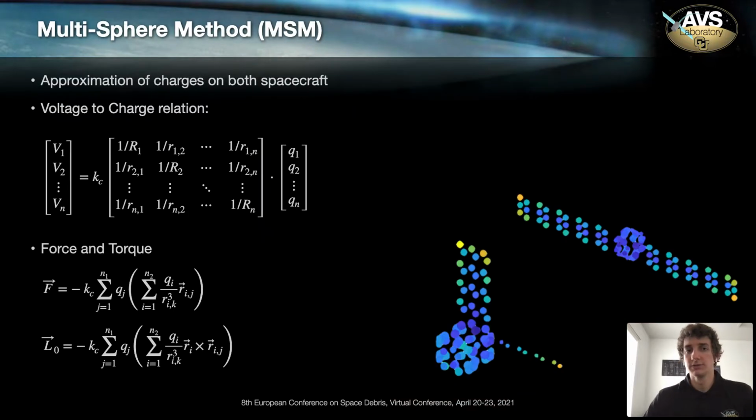We use the multisphere method, or MSM, to approximate the forces between the two spacecraft. The multisphere method represents complex spacecraft shapes using a number of spheres. And if you know the electric potential of the two spacecraft, you can invert the voltage to charge relation to obtain the charge on each sphere. Once you know the charge on each of the spheres, you can compute the electrostatic force and torque acting on the spacecraft.